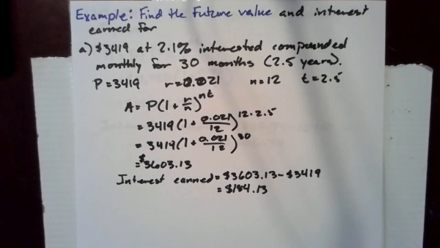That's 3,419 times (1 plus 0.021 over 12) to the 12 times 2.5 power, or 3,419 times (1 plus 0.021 over 12) raised to the 30th power, which is about $3,603.13. The interest earned is $184.13. We just subtract the original amount, the principal, from the future value.